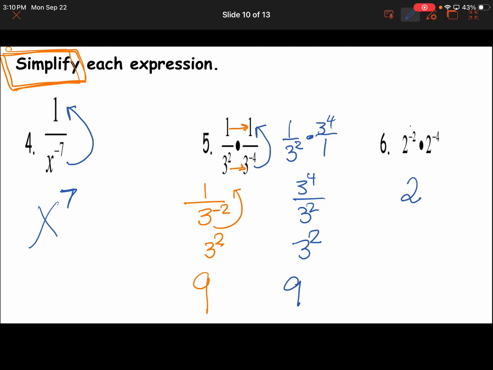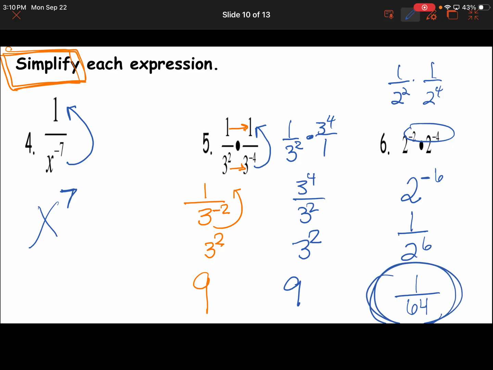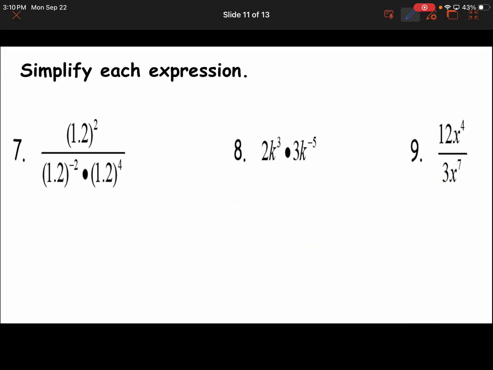I would have done the multiply rule first, so I would have had 2 to the negative 6 first. Some of you would have written it out without the negatives first: 1 over 2 to the 2nd, 1 over 2 to the 4th. I would have cleared that then to 1 over 2 to the 6th. And 1 over 2 to the 6th is not 1 over 12, it is 1 over 64. 2 to the 6th is 64. Okay? You try 7. By yourself, try 7.